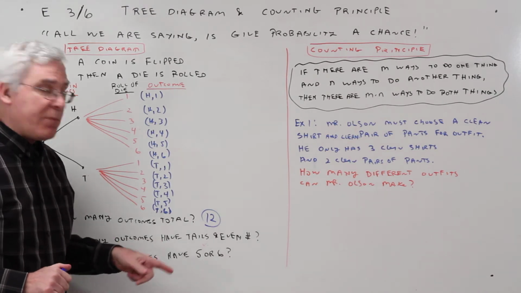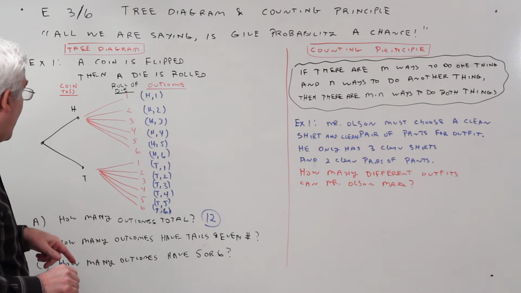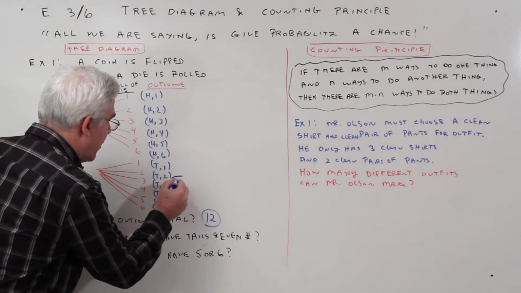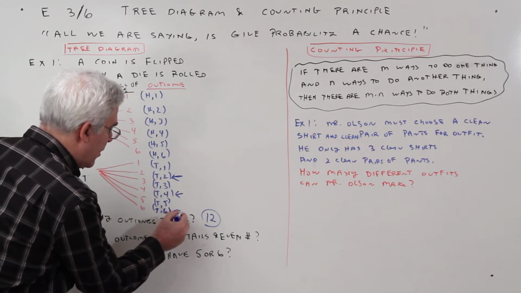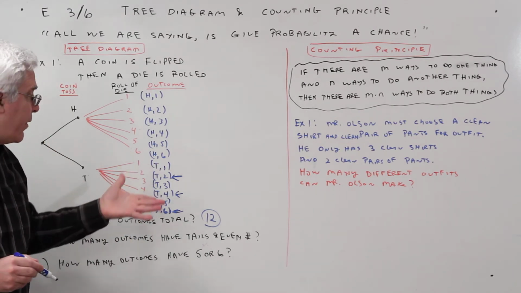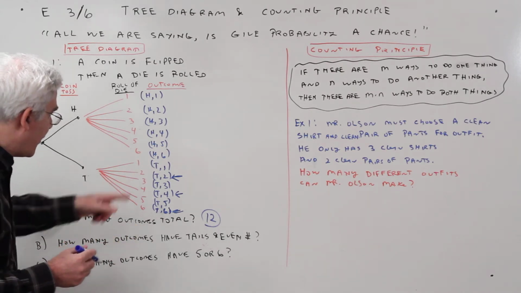How many outcomes have tails and an even number? Well, I'm just going to look here. Tails and an even number, right there, and right there. So that would be 3 of them. Hopefully we know 0, 2, 4, 6, 8, 10 are the evens. So once again, there's 3 of those.